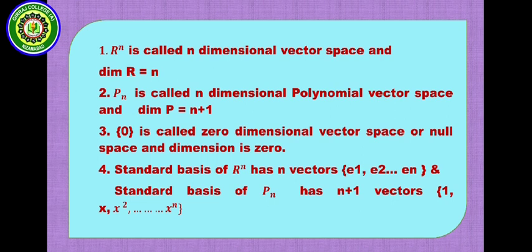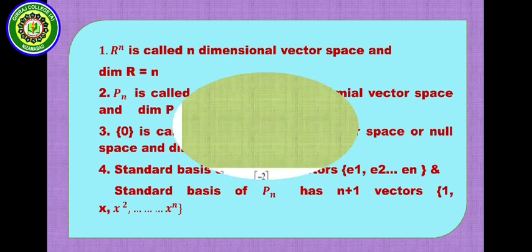Next, the singleton {0} is called a zero dimensional vector space, or the null space, and its dimension is 0. If dimension is 0, then that vector space is called a zero dimensional vector space or null space. The standard basis of R^n has n vectors e1, e2, and so on up to en, and the standard basis of Pn has n plus 1 vectors, because in the polynomials the constant term is also there: 1, x, x squared, and so on up to x to the power n.